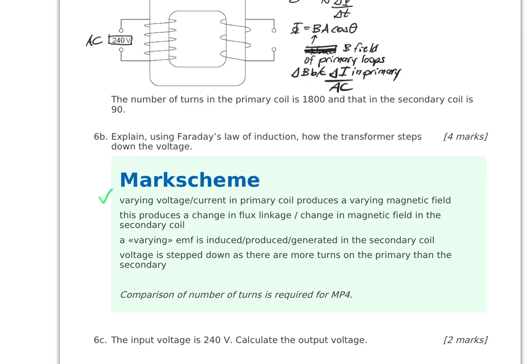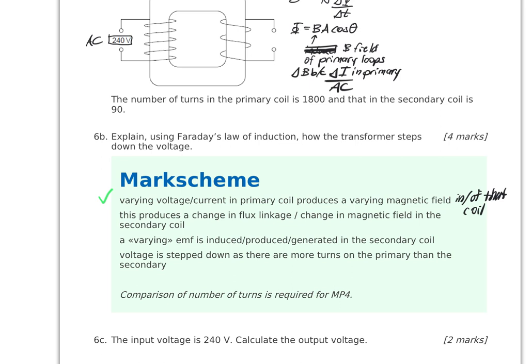A varying voltage or current in the primary coil produces a varying magnetic field in that coil. So yeah, in or of that coil, and then that's going to produce a change in flux linkage and a change in magnetic field of the secondary coil. That's the induced magnetic field in the secondary coil.